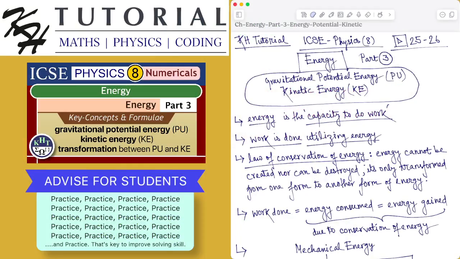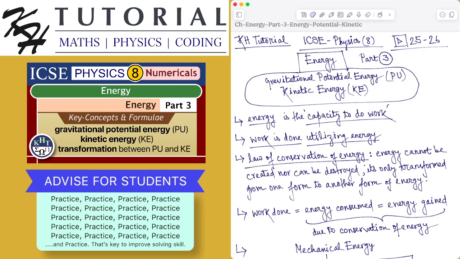Okay, so first of all we need to know what is meant by energy. Now in physics, energy is defined to be the capacity to do work. When you do work, then obviously you must have some energy that is making you capable of doing some work. So work is done utilizing some energy.